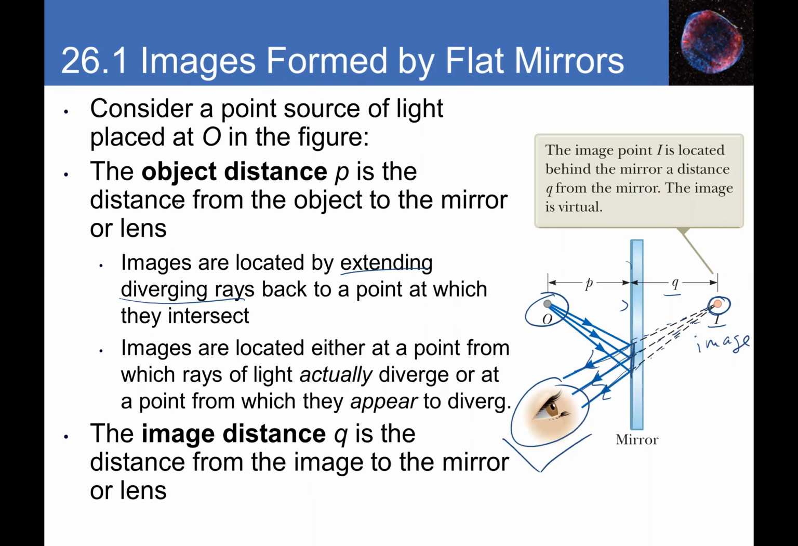So if you come back, you can see this is where the image is. Do we have actual light rays intersecting and diverging from that point? Well, no, because actual light rays never go behind the mirror. They never go to that point. They diverge away from here, but we can extend them back. So that's not a real image, because no actual light rays go through that position I.